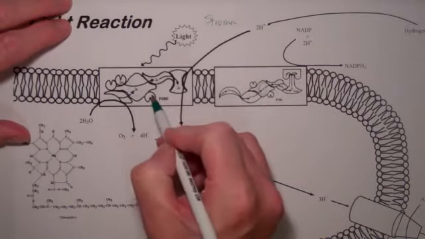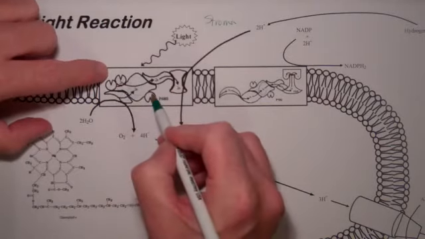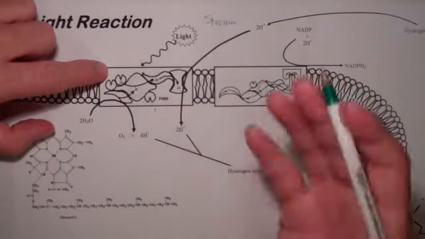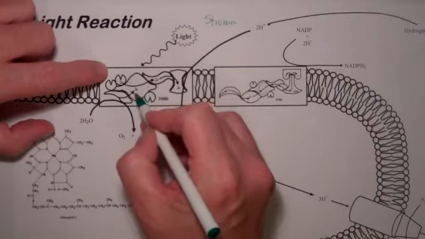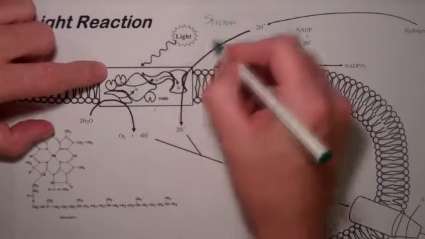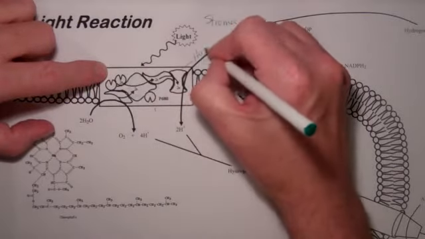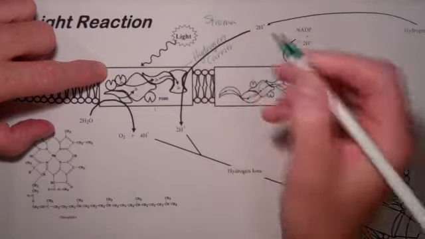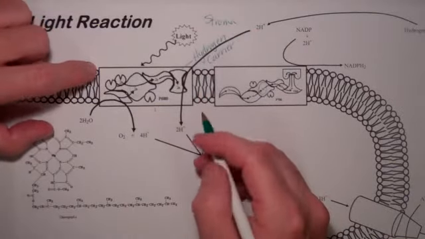These are antenna pigments. So at different wavelengths of light, these antenna pigments will do the same thing. They'll just send their electron to chlorophyll A. Chlorophyll A then removes that electron and sends it on to this special molecule called a hydrogen carrier. A hydrogen carrier is also called a proton pump, and we'll talk about that in just a moment.